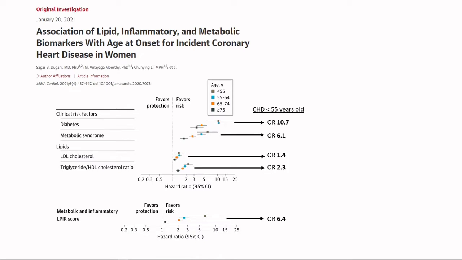Looking at only the coronary heart disease below the age of 55, meaning these women had primary outcome before they were 55 years old, diabetes had a 10.7 odds ratio, metabolic syndrome 6.1, LDL 1.4, triglyceride to HDL ratio 2.3, and LPIR of 6.4. There were 63 total cases of coronary heart disease in the less than 55 age group, which is a relatively low prevalence, so we can approximate hazard ratios by these odds ratios.